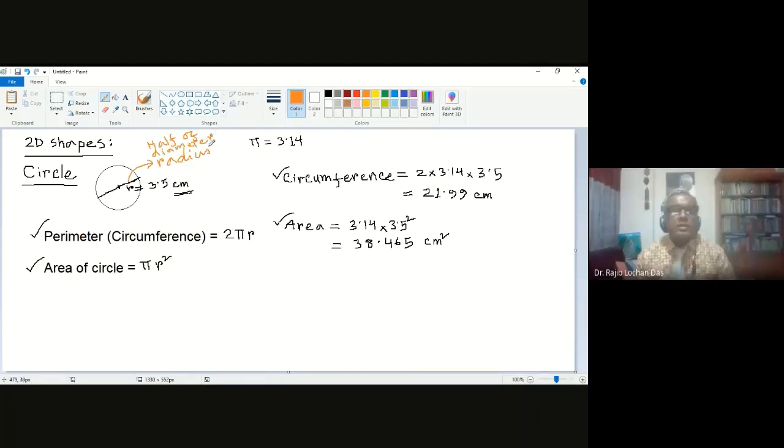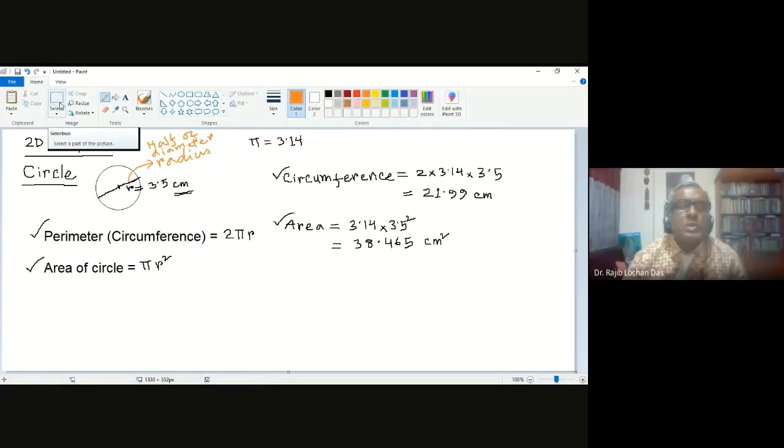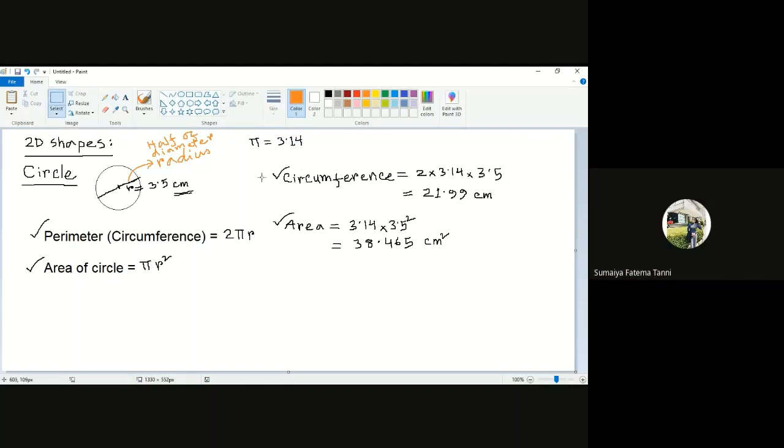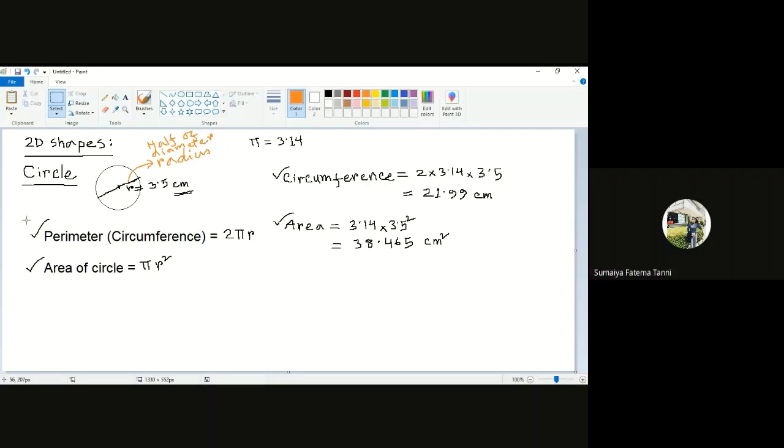Sir, I have a question. Yes, may I ask you? Yes, sure. Sir, I wanted to know whether the two formulas we have to apply are in one math or different math. Which two formulas? Sir, the perimeter and the area of a circle. Not parameter, perimeter. I'm sorry, sir.